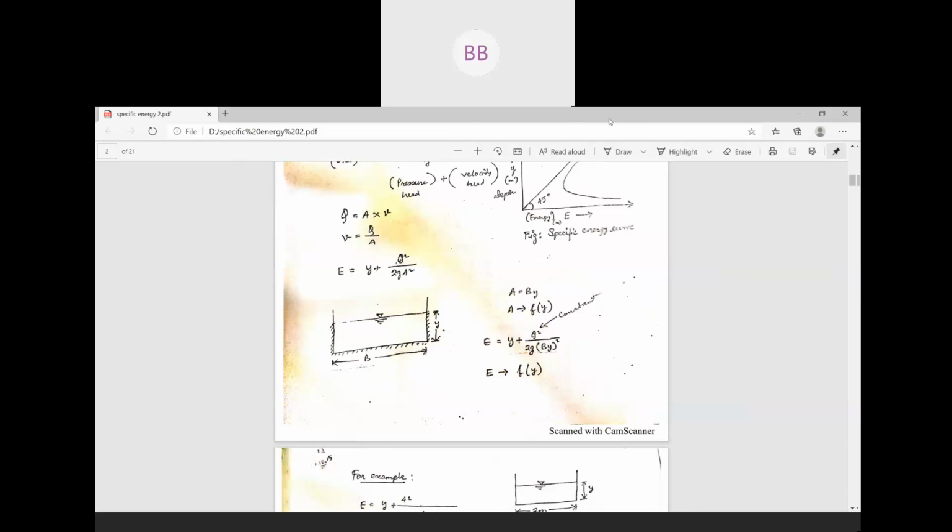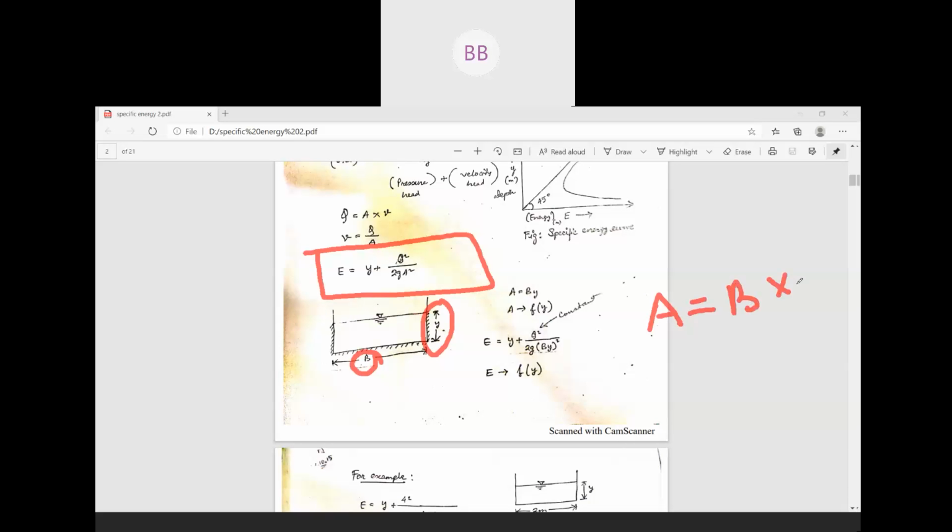So if you consider a rectangular channel, the width of the channel is b and y is the depth of flow. I think you are familiar with this equation, y plus q squared by 2gA squared. Here you see q is constant. In place of area, for a rectangular channel, we can write b multiplied by y. So that means the area is also a function of y.